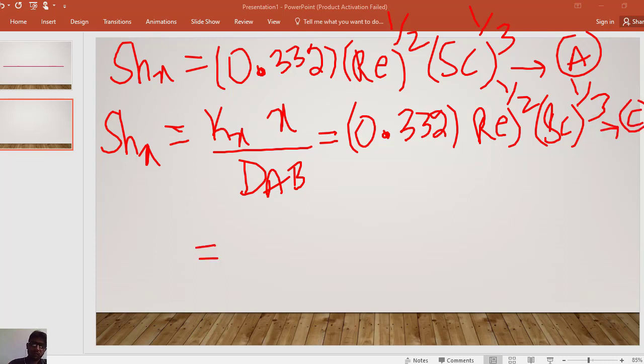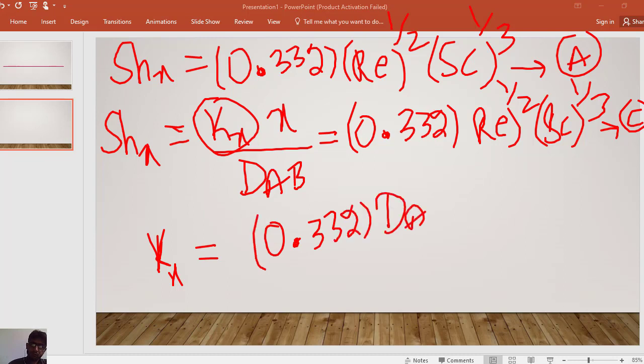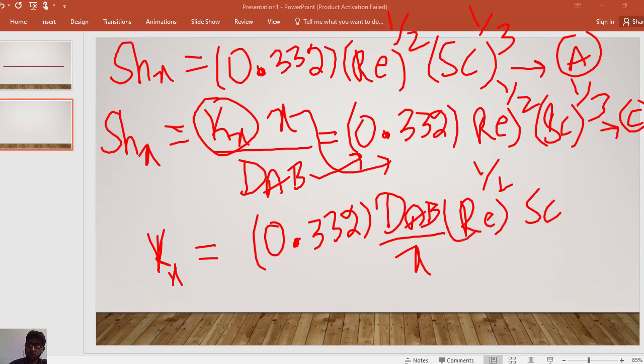Now simplify equation C. We will get that Kx, the local mass transfer coefficient, is equal to 0.332 times the diffusivity divided by x, rearranged into the denominator, times the Reynolds number to the power 1/2 and the Schmidt number to the power 1/3. Now this is equation number D.